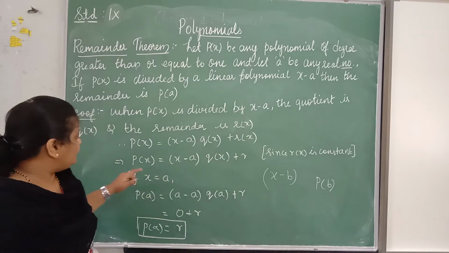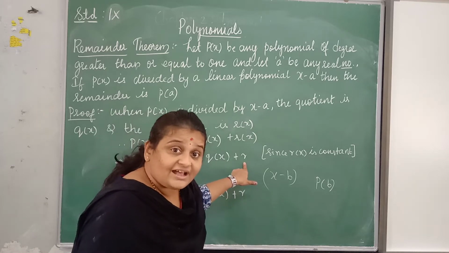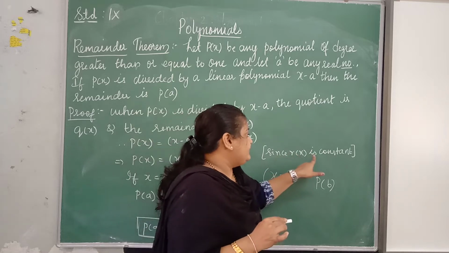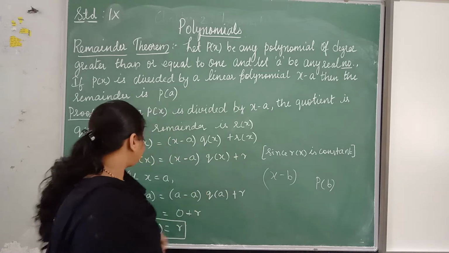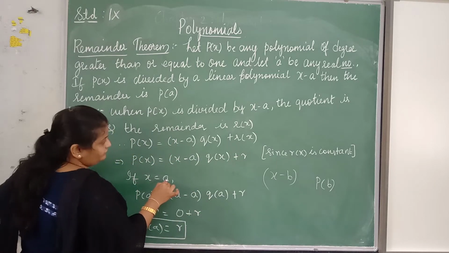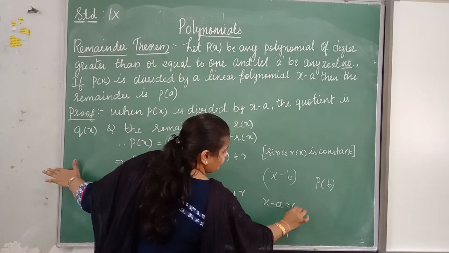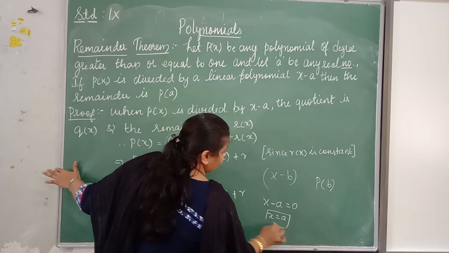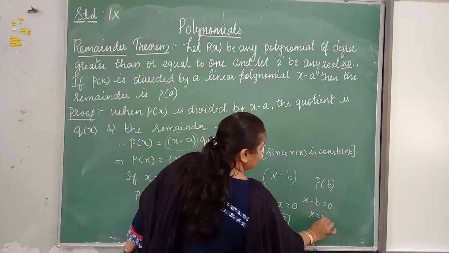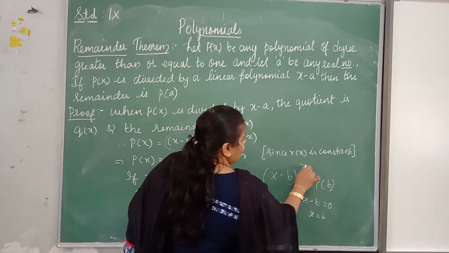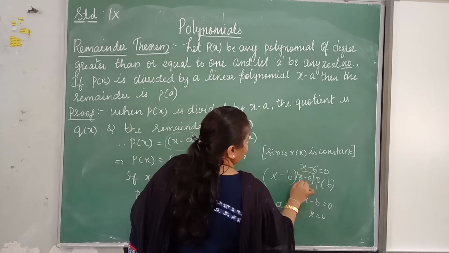So in the next step, p of x is equal to x minus a into q of x plus r. Why is it r instead of r of x? Because r of x is a constant, it is equal to r. If x is equal to a, so the linear polynomial we have taken is x minus a. If you equate this to 0, x will be equal to a. If you are having a linear polynomial like x minus b is equal to 0, x will be equal to b. Suppose you are having a linear polynomial like x minus 6 is equal to 0, then x value will be equal to 6.